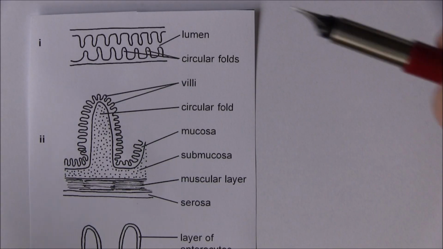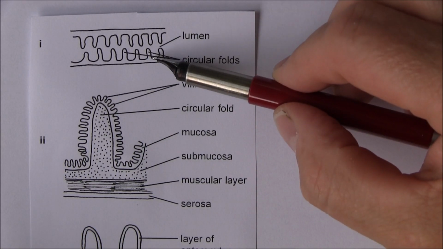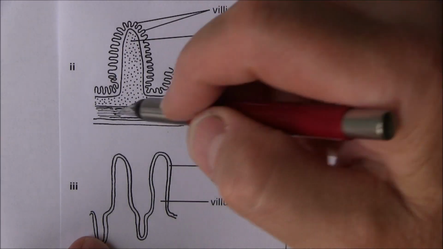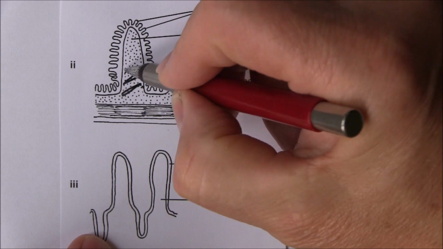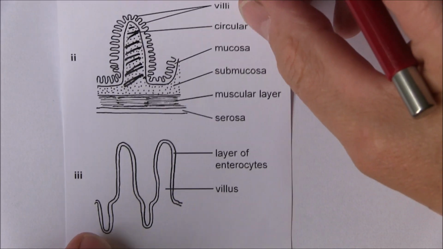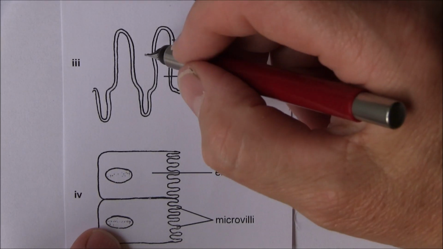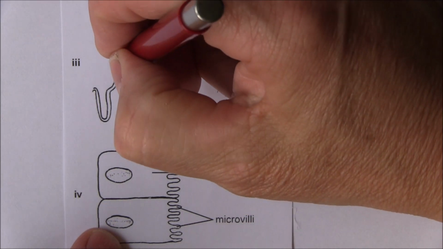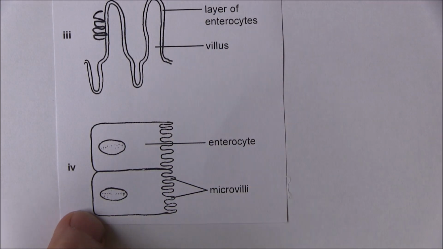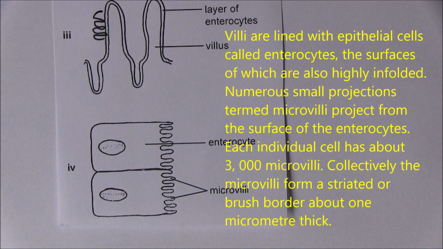summarise where we're at. So first of all, we noted that the intestine itself had circular folds. Then we noticed that this is all one circular fold here. That's all one circular fold. We noticed that that was lined with the villi. Then we looked at the individual villi, and we now notice that the individual villi are themselves covered with smaller microvilli, and these microvilli are generated by the enterocytes. And the enterocytes are the most common form of cell lining a villus.